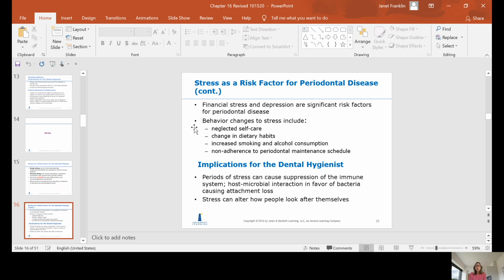And stress can alter how people look after themselves. In other words, sometimes when patients are going through a stressful or depressive time, they stop really taking care of their teeth. They stop flossing. Flossing is one thing that goes out the window pretty quickly when a patient becomes stressed.